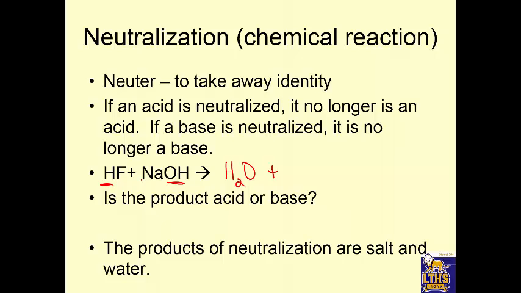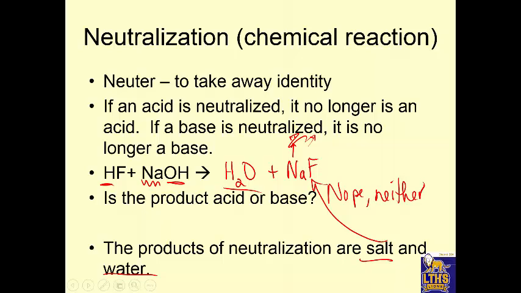And that means that the metal part of the base is going to come together with the non-metal part of the acid. And then from the periodic table, Na is +1, F is -1, so the chemical formula is NaF. And we don't need any coefficients because we've got 1 H, 2 H's, 2 H's, 1 O, 1 O, 1. So you have to get the correct chemical formula. Is the product acid or base? Nope, neither. Okay, so we have water as one of the products, and salt, meaning an ionic compound.